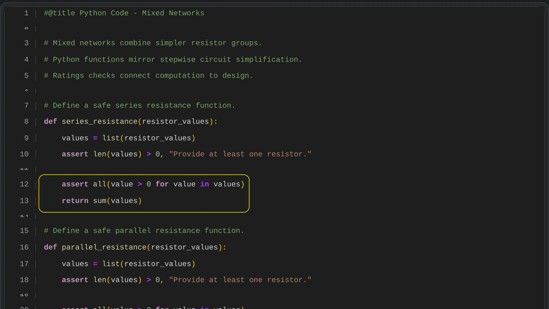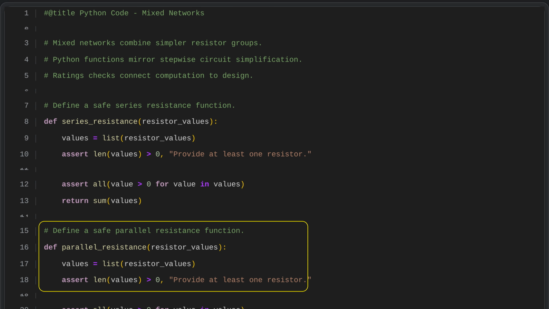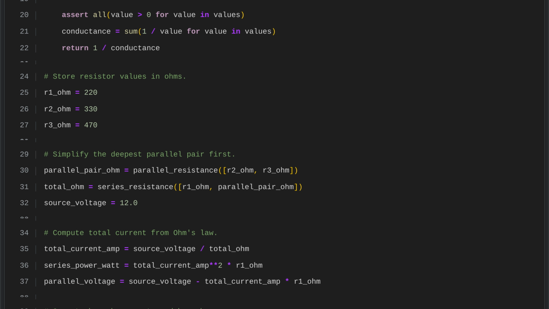in series. The function calculates the resistance of resistors in parallel by first turning the provided resistor values into a list, making them easy to process. It then checks that at least one resistor value is given, which helps avoid errors from an empty input. The code first confirms that every resistor value is greater than 0, which avoids invalid inputs and division by 0.